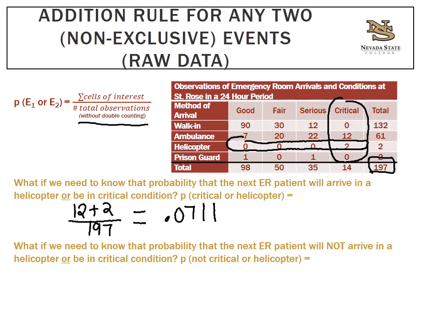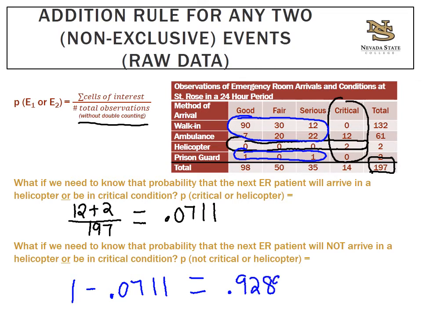on this data. Well, what if we want to know the probability that the next ER patient will not arrive in a helicopter or be in critical condition? Well, instead of adding up all the things that are not serious and critical and dividing, that's no fun. Let's use the complement rule. So we'll take 1 minus the probability that they will be critical or in a helicopter, and you end up with 0.9289, or a 92.89% chance that the next patient will not be in critical condition or arrive in a helicopter.